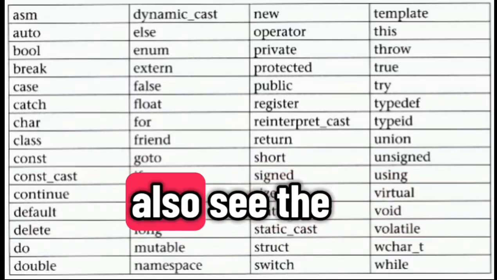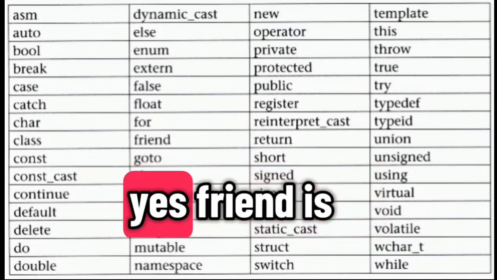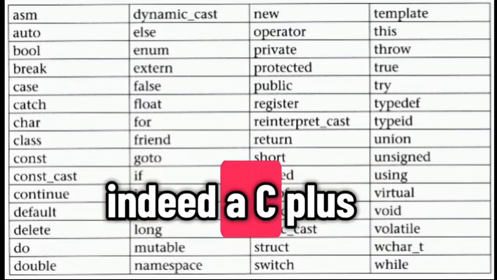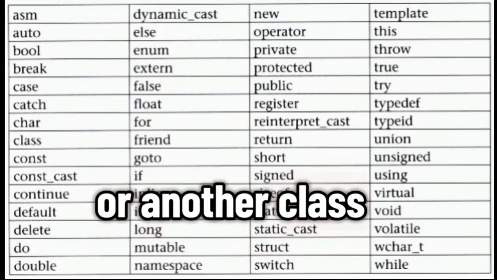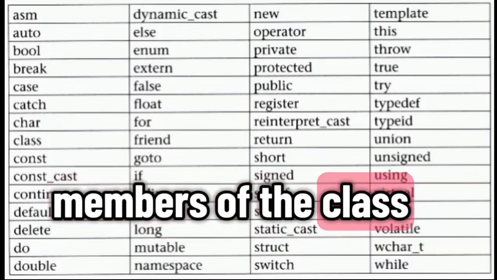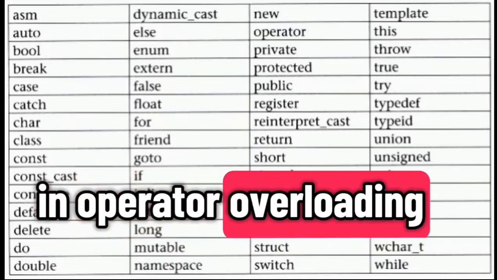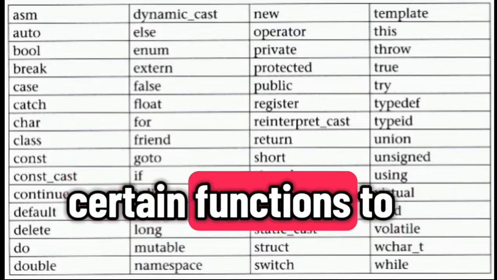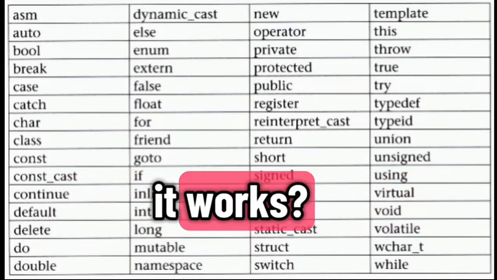That's nice. I also see the word friend in the keyword list. Yes, friend is indeed a C++ keyword. It's used to give a function or another class access to the private and protected members of the class where it's declared. It's often used in operator overloading or to allow certain functions to access class internals. Intrigued by how it works?